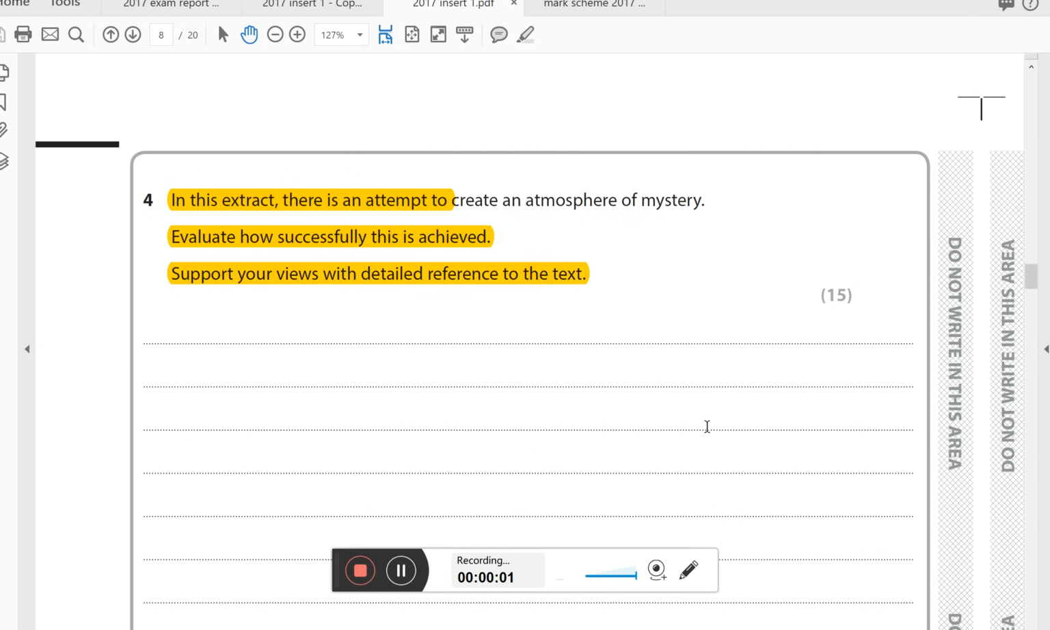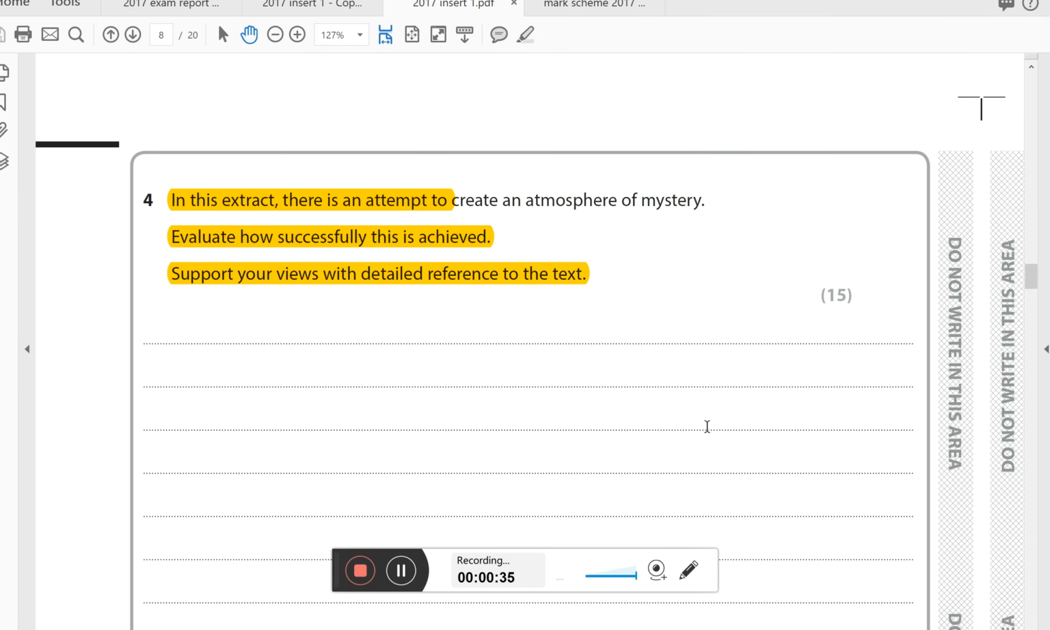Hi everyone. Today I'm going to talk you through how to answer question 4 on paper 1 of the Pearson Edexcel English language exam, and I'm going to be using the June 2017 paper, which you can download on the link below. So this question is the evaluate question, and the important thing to remember about this is it's worth more marks than questions 1, 2 and 3 put together. So it's the most important question on the reading section of this paper, so you really need to make sure that you have a good go at it.